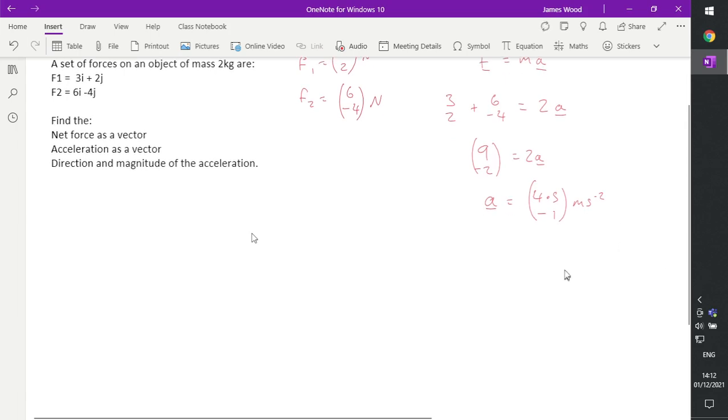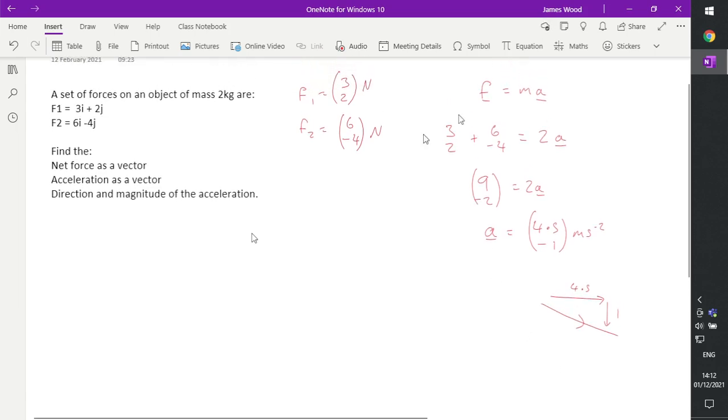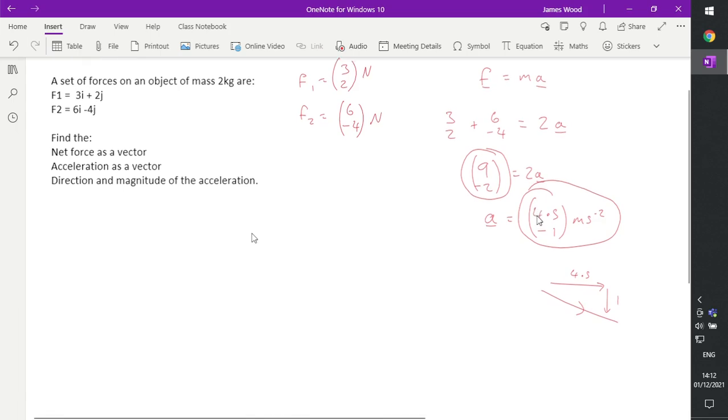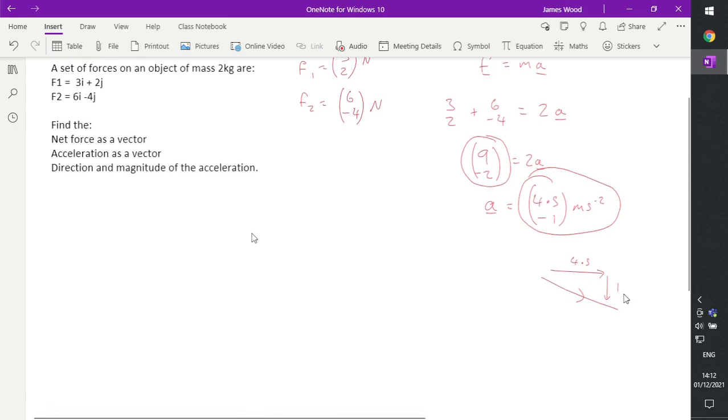So that means 4.5 to the right, and then minus 1, so 1 down. So overall, the object is going to accelerate in that direction. Now the net force as a vector, that would be this bit here. That's my total force, (9, -2), the two forces added together. The acceleration as a vector, that would be this bit here. And then the direction and magnitude, well, I've drawn my diagram here.